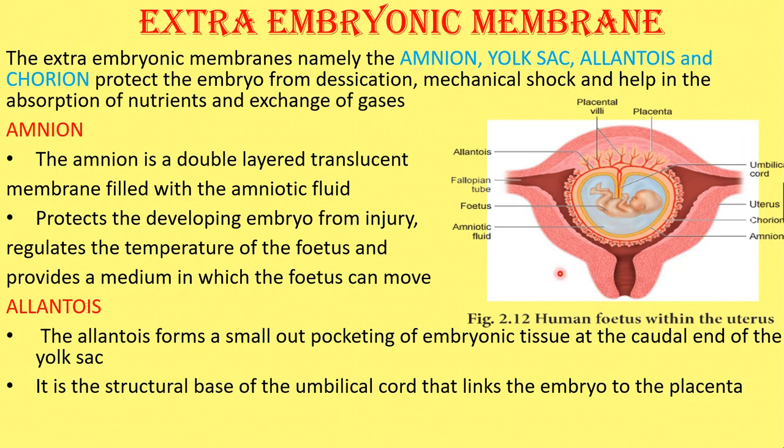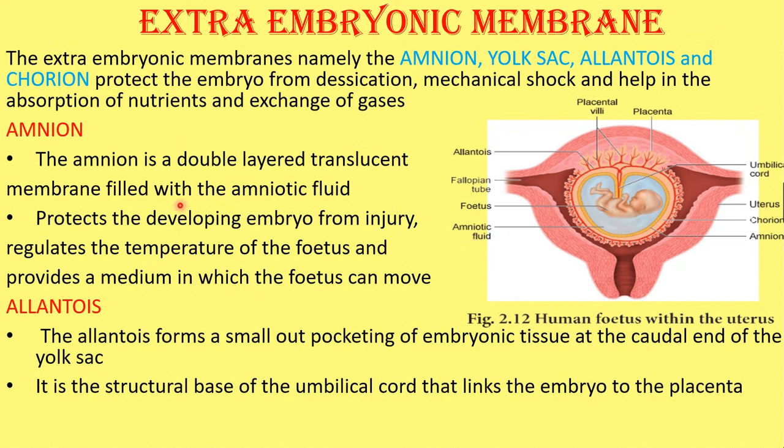The amnion. Amnion is a double layer membrane, the yellow color structure. It immediately surrounds the fetus, and inside the amnion, around the fetus, you can see the blue color structure, and this is called amniotic fluid. So amnion is a double layer translucent membrane. What is translucent? It allows light rays through, but it is semi-transparent. So it is called a translucent membrane. It is filled with a fluid. What is the fluid called? It's the blue color amniotic fluid.